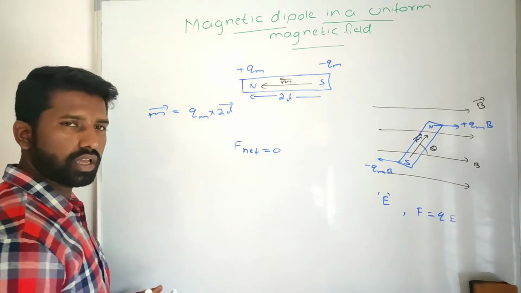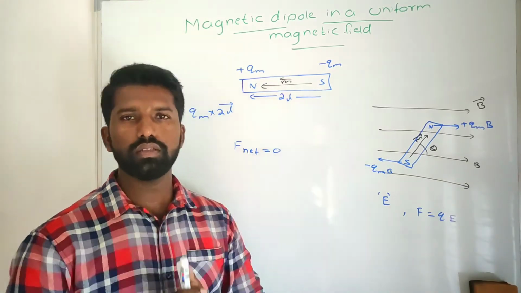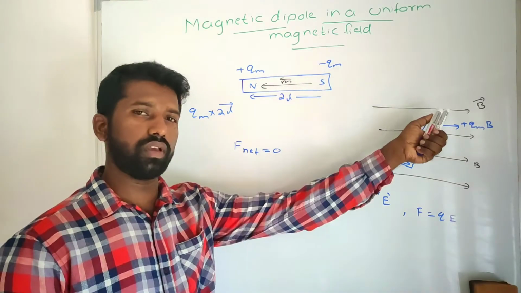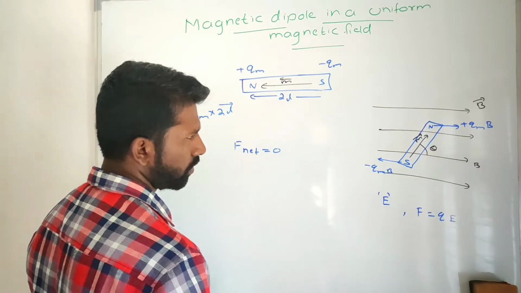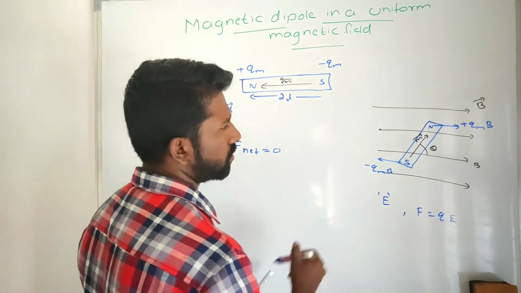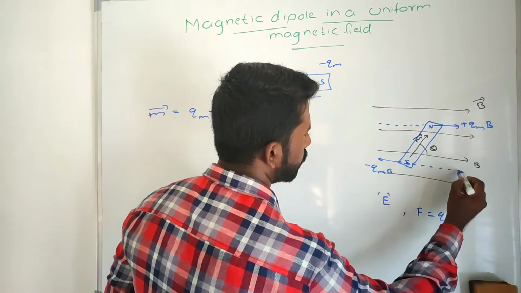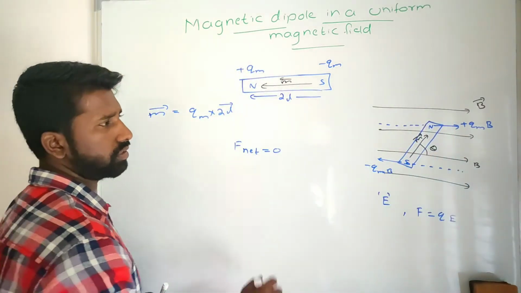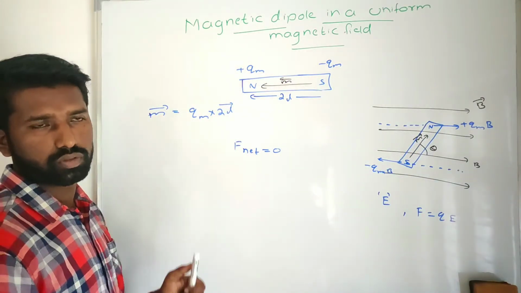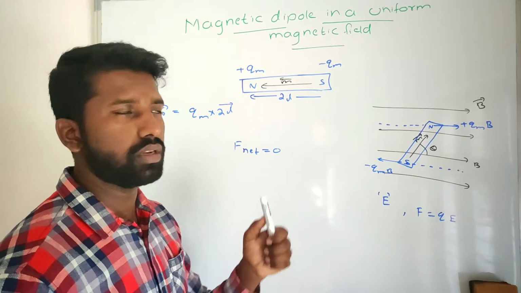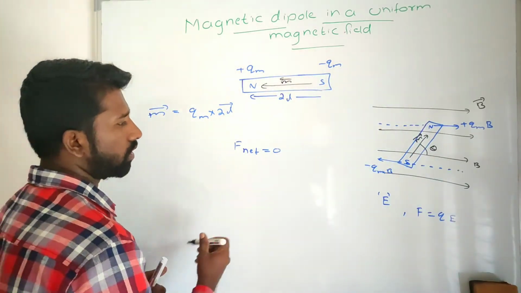Net force is 0. That means if a magnetic dipole is placed in a uniform magnetic field, the net force acting on the dipole is 0. But you see, the line of action of this force is in this direction and the line of action of this force is in this direction. That means these two forces are acting along two different lines of action. So there is a torque experienced by this dipole. We can calculate the torque.